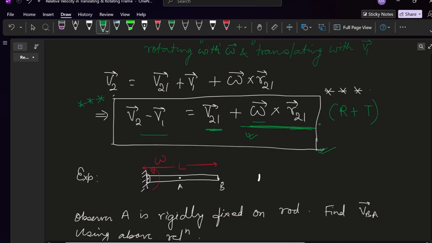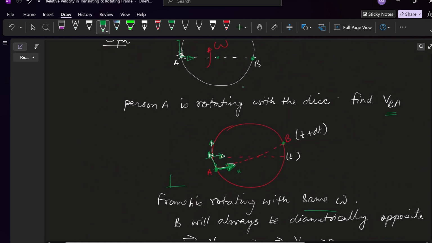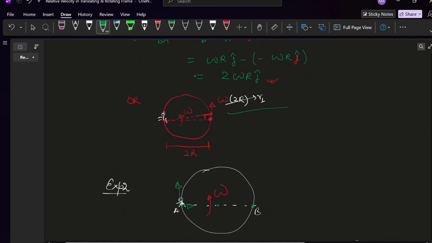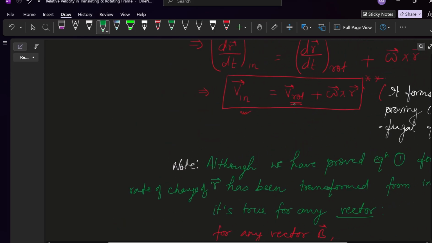Now I think your relative velocity concept is clear in all the frames, and how we are going to write it. Whenever it is a purely rotating frame, remember, the velocity in the inertial frame, from the ground frame, is the vector sum of the velocity observed from the rotating frame plus omega cross r.